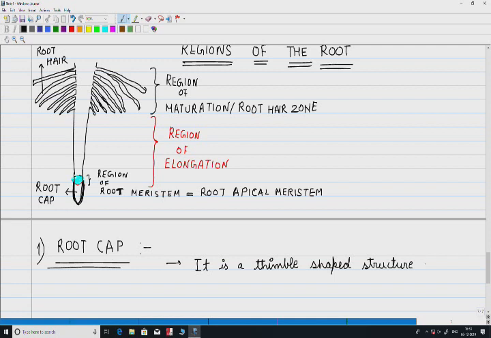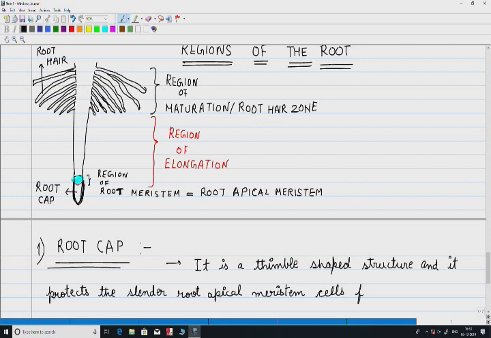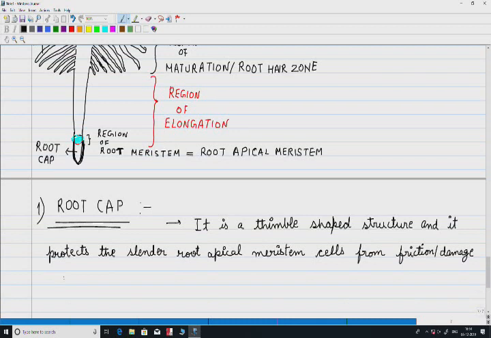And it protects the slender root apical meristem cells from friction or damage against soil particles.